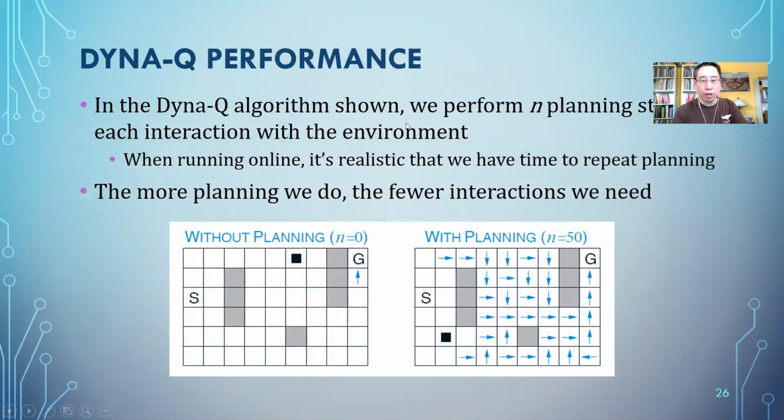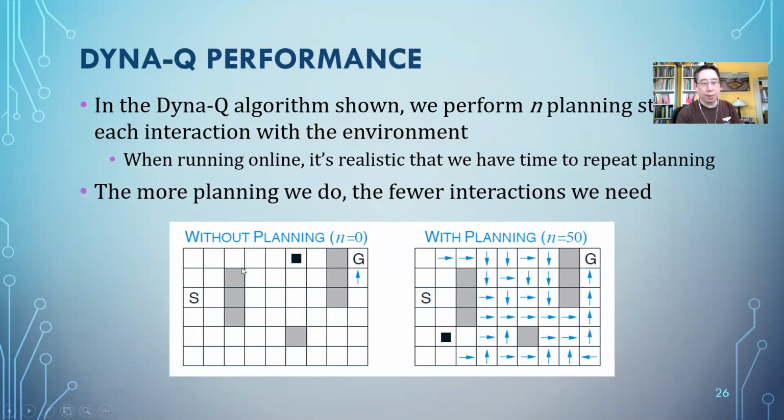So on the previous slide, what it showed at the bottom for planning is that we're going to do n planning steps for each time that we take one action, that we interact with the environment. If we're doing things online, this is often a realistic assumption. Think about the computers that have played backgammon, chess, Go: in the time between your moves, the computer can actually do quite a bit of planning and thinking.